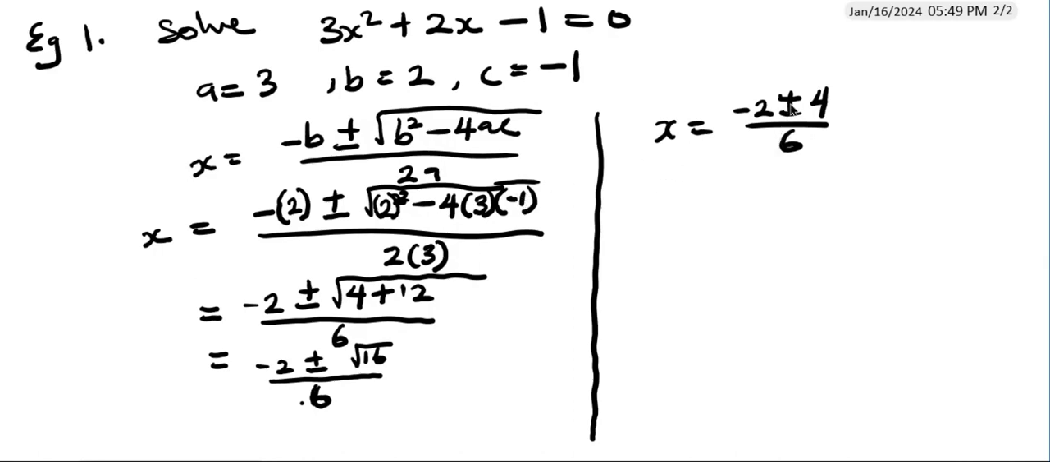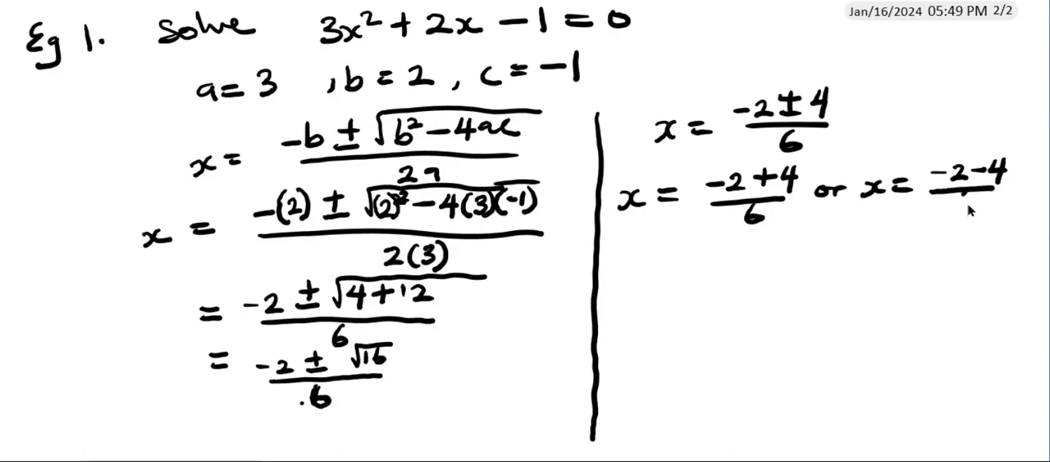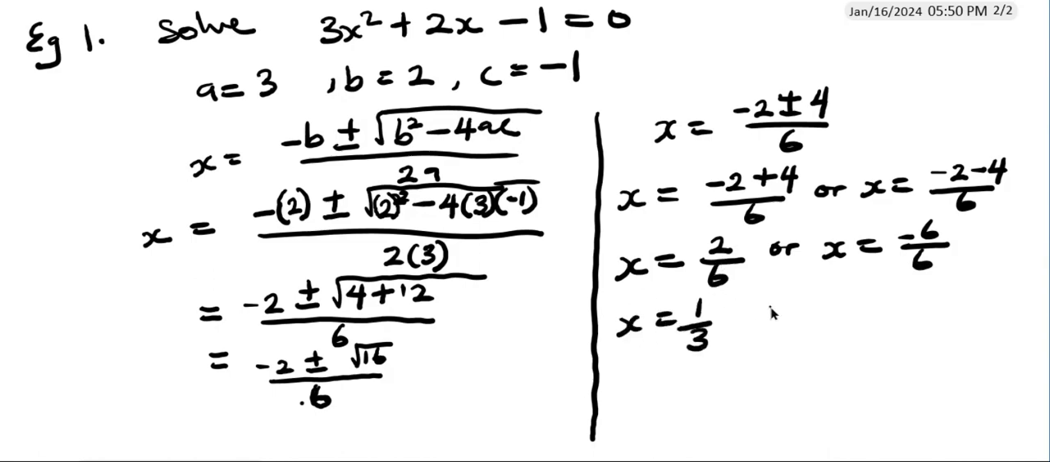Now there is time for us to split this plus or minus. So that will give us x equals minus 2 plus 4 over 6, or x equals minus 2 minus 4 all over 6. So this one is the plus, minus 2 plus 4 over 6, or x equals minus 2 minus 4 over 6. So that will give us x equals 2 over 6, or x equals minus 6 over 6. So this will give you 1 over 3, or x equals minus 1.